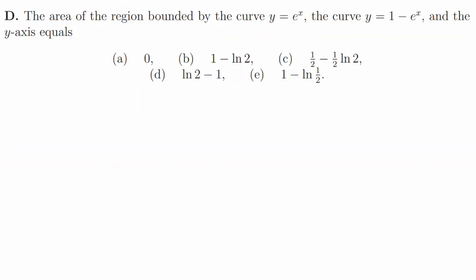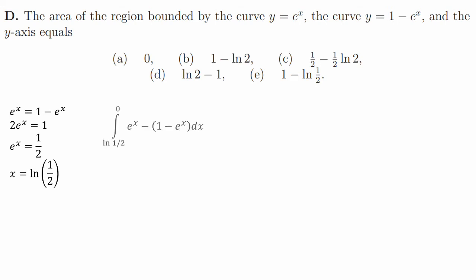In this question, the first step is to find the intersection of two curves. So we set e to the x power equal to 1 minus e to the x power. This gives us 2 times e to the x power is equal to 1, or e to the x power is equal to 1/2. Since we don't have a calculator available to us on this test, we just write down that x is equal to the natural log of 1/2.